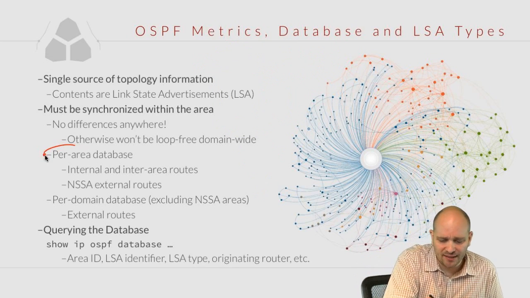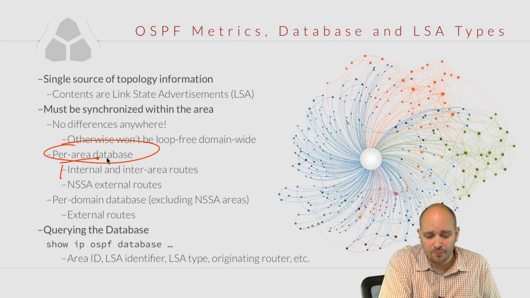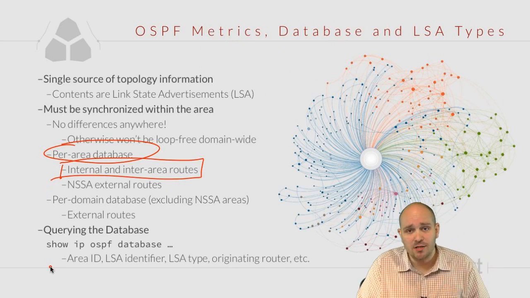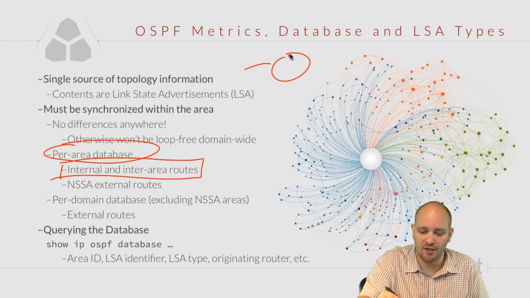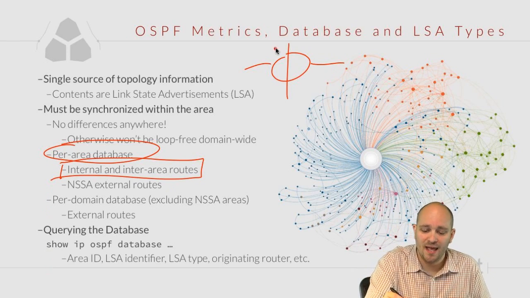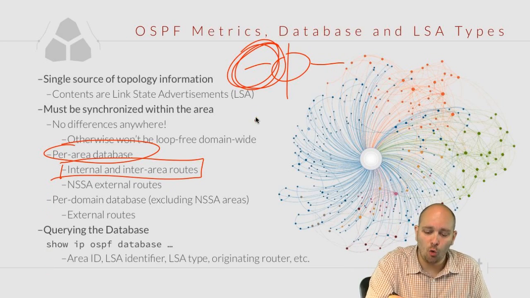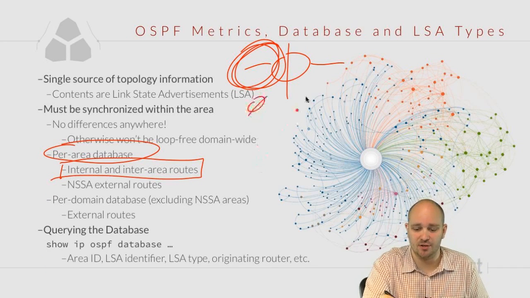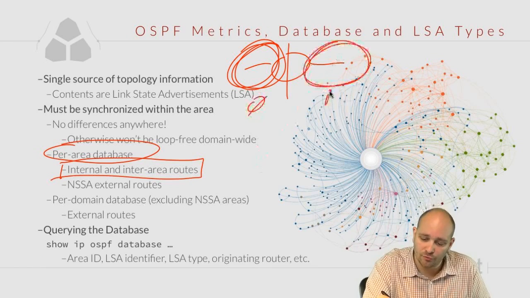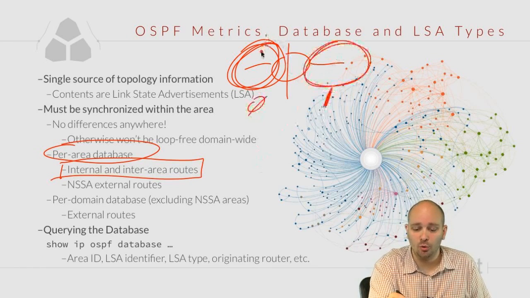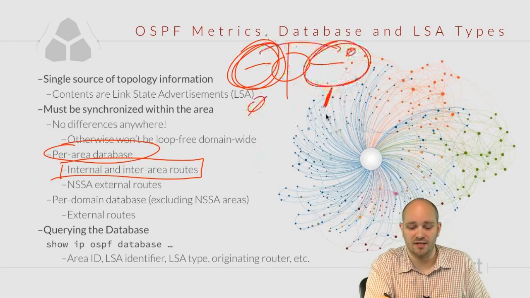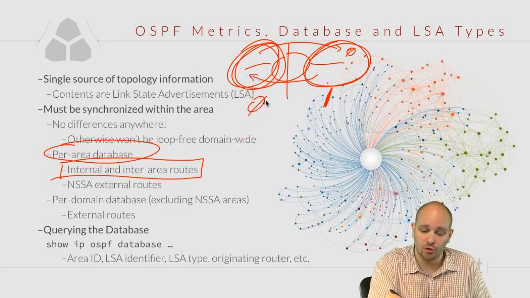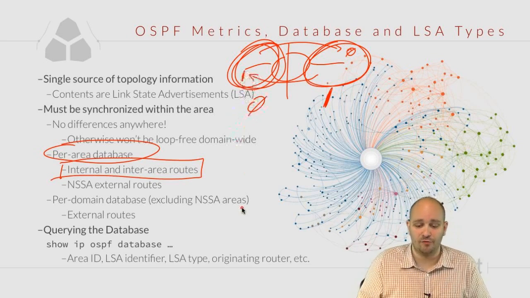These per area databases are kept for internal and inter-area routes. That means that the databases on this router are going to be carrying the information about all the internal routes in, say, area 0 here, and all internal routes for area 1 here. But also, in area 1 we are going to have the inter-area routes from area 0, and in area 0 we are going to have the inter-area routes from area 1.